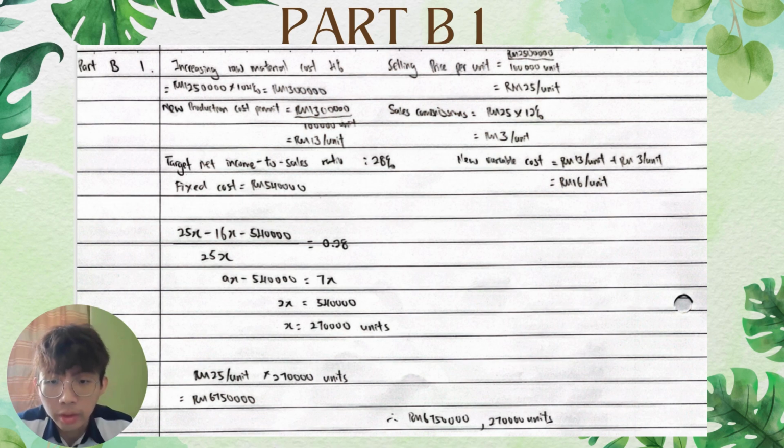270,000 units. Then the amount we will get is using 25 per unit times 270,000 units, so we can get 6.75 million. Therefore, the number of units that need to be produced to target the 28% net income ratio is 270,000 units, and the total amount to get is 6.75 million.